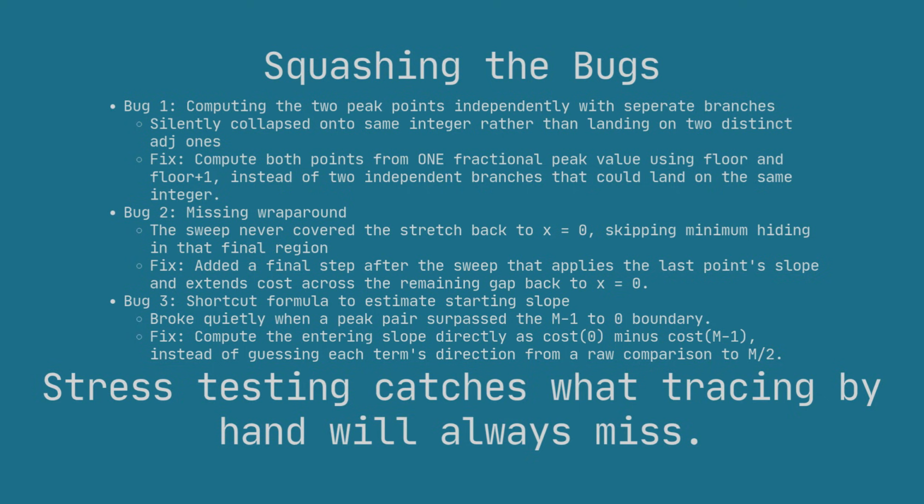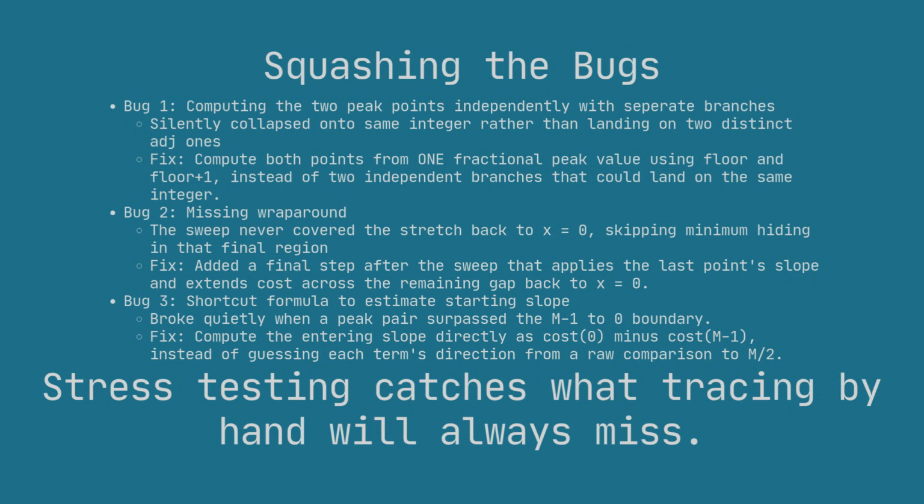Bug 2 was the missing wraparound. The sweep never covered the stretch back to x equals 0, skipping the minimum hiding in that final region. So the fix was to add a final step after the sweep that applies the last point slope and extends cost across the remaining gap back to x equals 0.